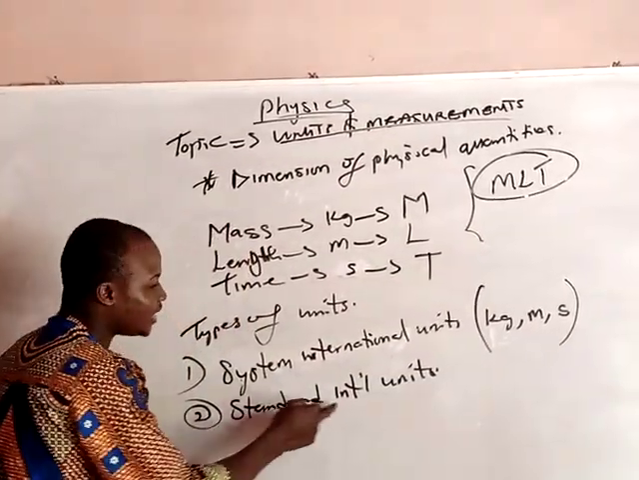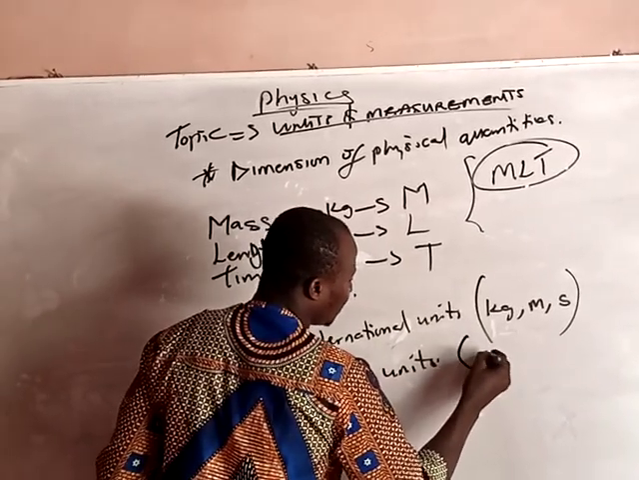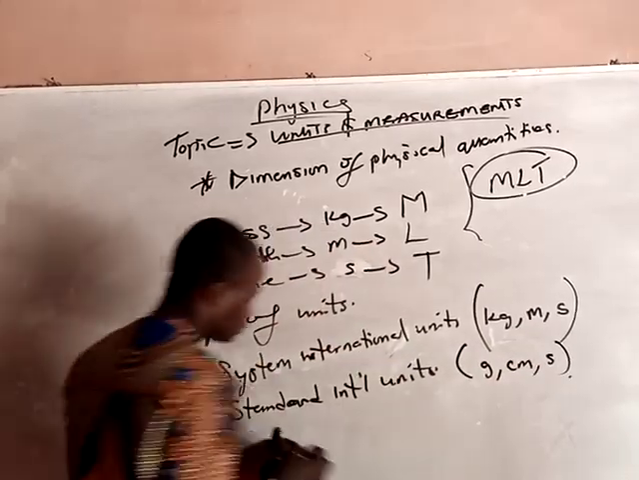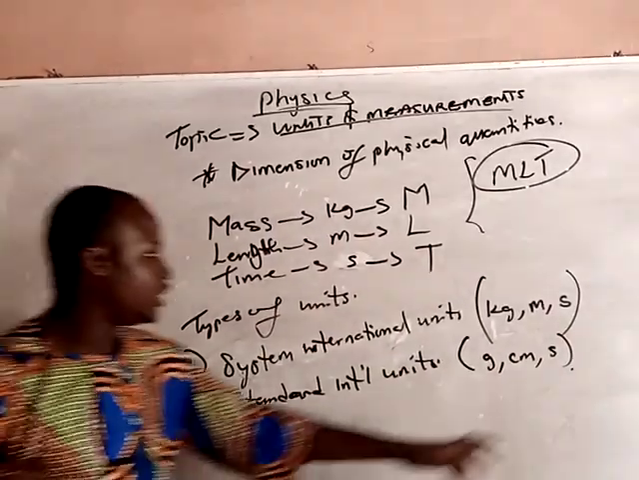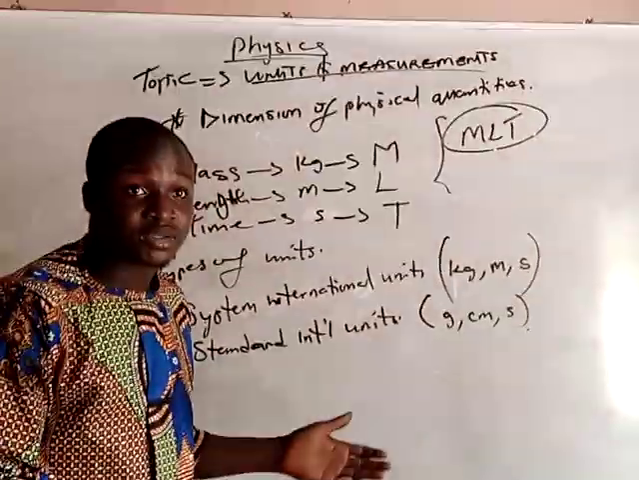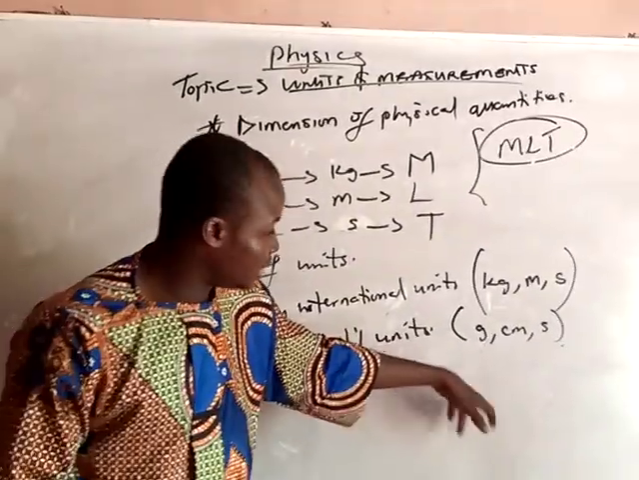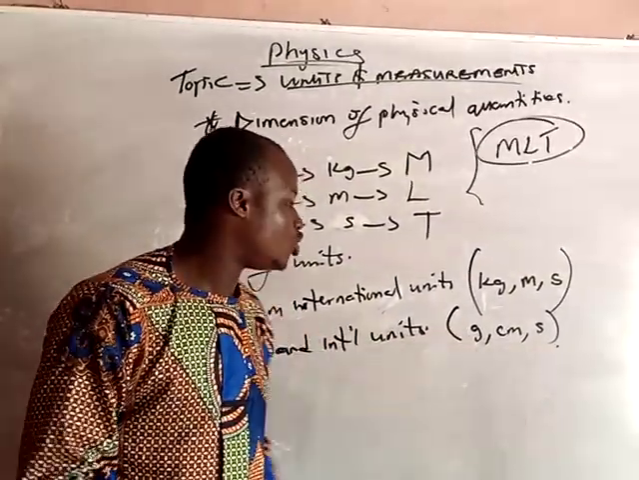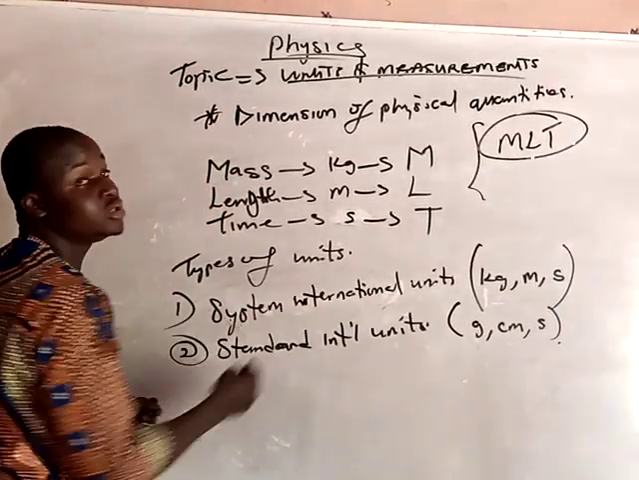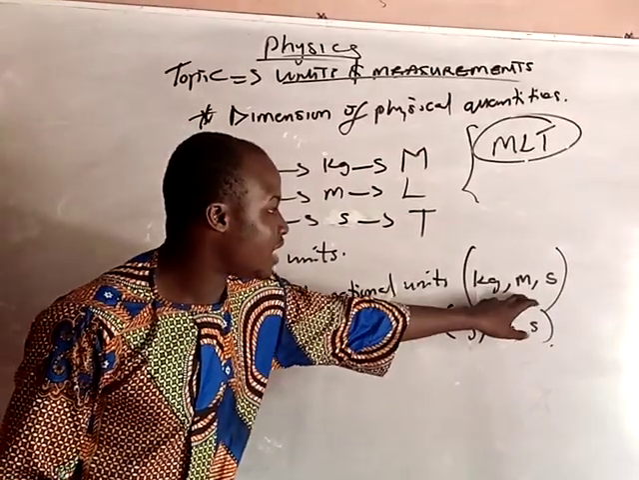Now, the standard international unit is the normal one: gram, centimeter, and also seconds. So they both agree in seconds. Before, you could do calculations in gram, centimeter, seconds. But now we are working based on System International Units. We are now dealing with kilogram, meter, and seconds.